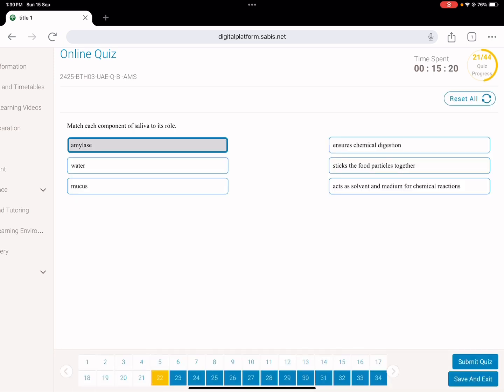Match each component of saliva to its role. So amylase, of course, ensures chemical digestion, water acts as the solvent, and mucus sticks the food particles together.